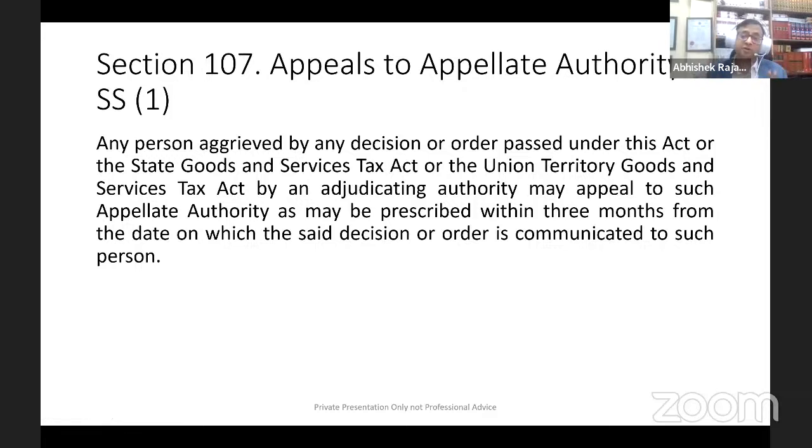Whether uploading on the portal means the order has been communicated, or it has to be served to you physically, or it could be that the order is emailed to you and it would be considered as communicated. See, in the regular course of business, when an order is uploaded on the portal, the recipient gets an email at the same time and sometimes an SMS also, that such an order has been uploaded or passed against you. Against this order which has been served or communicated to you, you will file an appeal.